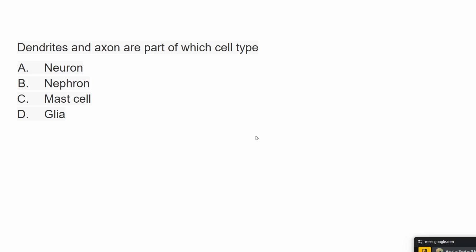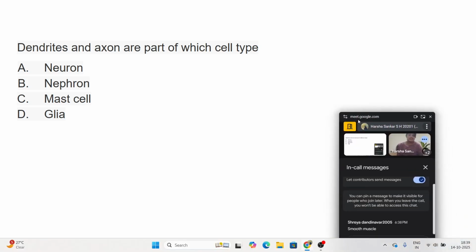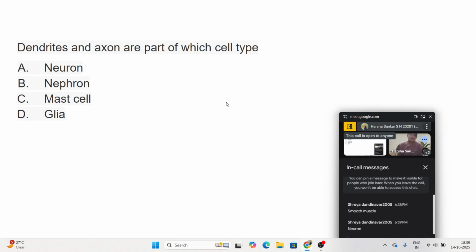Third question. Dendrites and axon are part of which of the cell types? It's a very easy question. Option A, neuron. Option B, nephron. Option C, mast cell. Option D, glia cell. One cell type among these. Okay, Shreya has answered. Maybe you can also answer if you know the answer. Right or wrong doesn't matter. You can type it in the chat box. Then we can discuss. Dendrites and axon are part of which of the cell types?